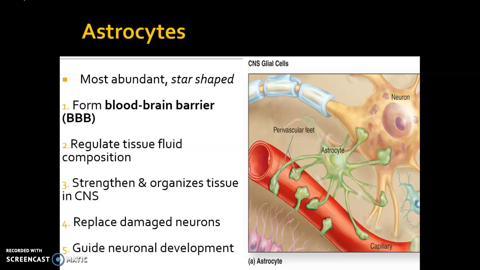And if you see here, we do see a neuron with a myelinated axon. Now let's say something happens and the neuron dies. There will be a gap, a vacant or empty space. The astrocyte will then divide mitotically to fill up the gap. So they replace damaged neurons by filling their space.